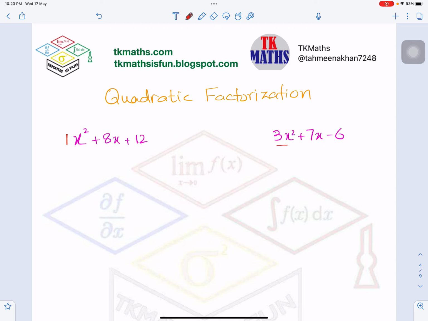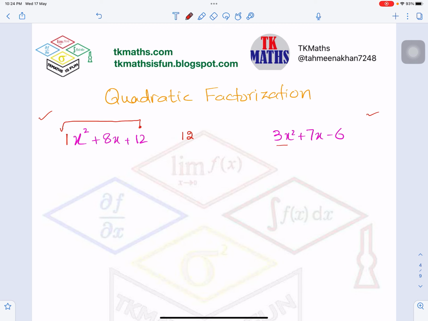What is the technique? This term is called the constant, which is without any x. You multiply this constant by the coefficient of x square. It is 1 here, so 12 times 1 is 12. I'm repeating: multiply the constant by the coefficient of x square, whatever it is. So first I'll factorize this expression, then I will go to the second one. But the method will remain the same.